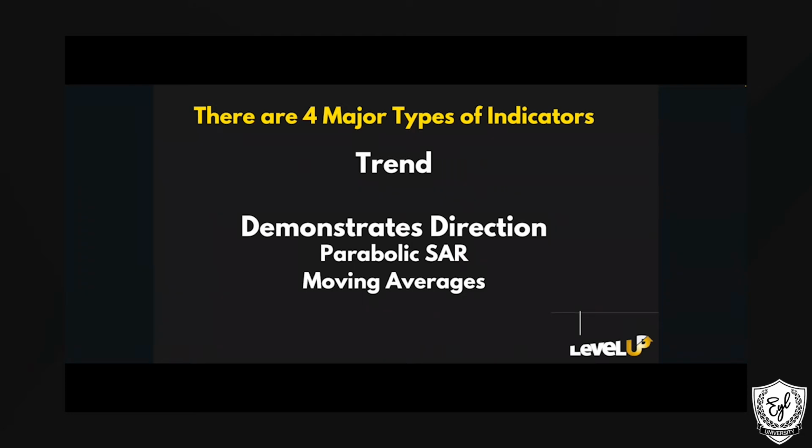Whether or not we are bearish. Are we short-term bullish, long-term bearish, etc. So it demonstrates direction. Some trend indicators you can use are moving averages and parabolic SAR. For every single type of indicator I show today, we're going to stop and demonstrate exactly how it works.